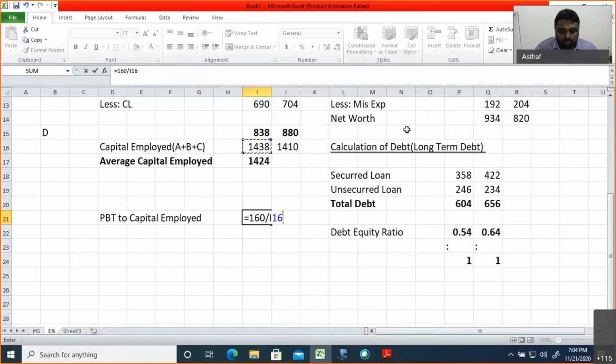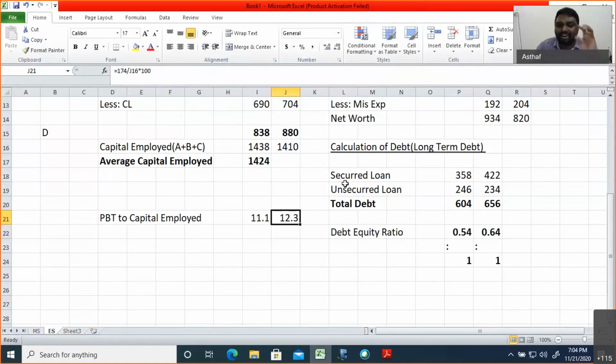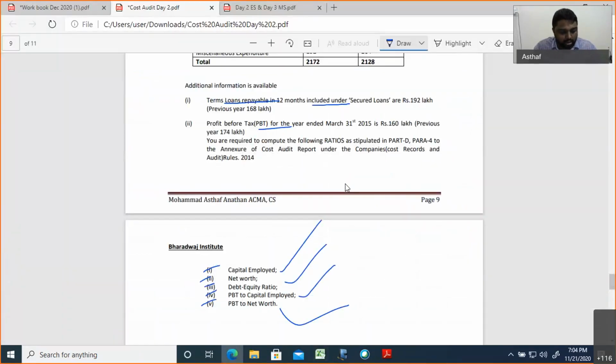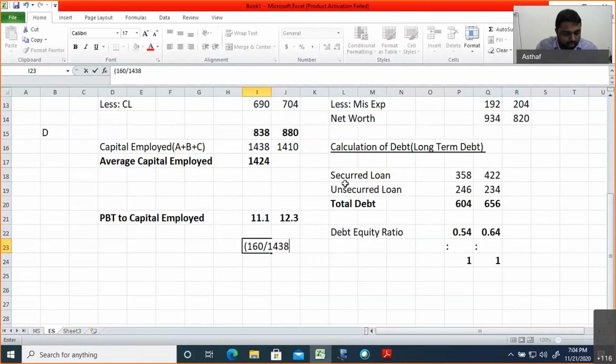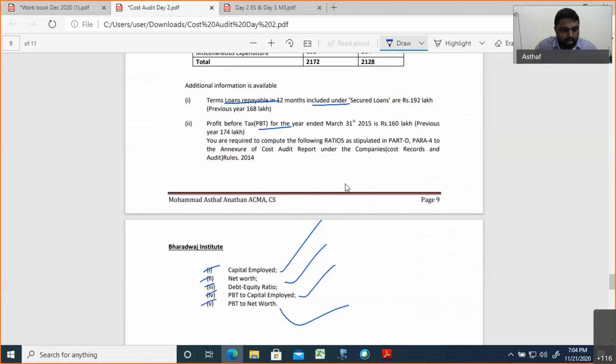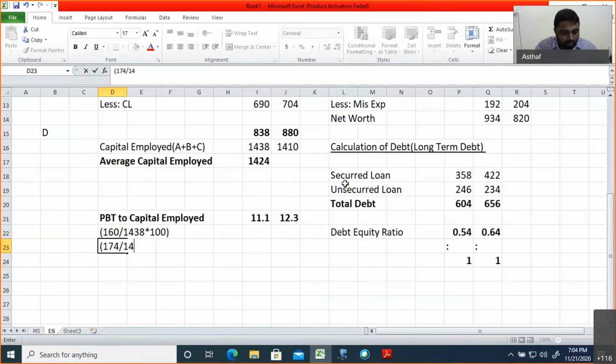Here we will take for one year PBT to capital employed into 100. Next year, what is the PBT? We have 174 divided by capital employed into 100. You can do the comments, but in online exam, no need of comments, directly the answer only. So for your benefit, I will write the working note also. 160 divided by 1438 into 100. Next year, 174 divided by 1410 into 100. So we have completed.